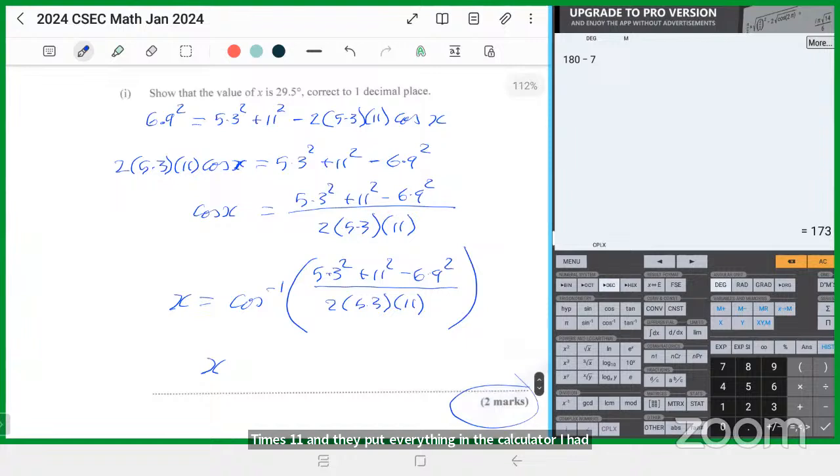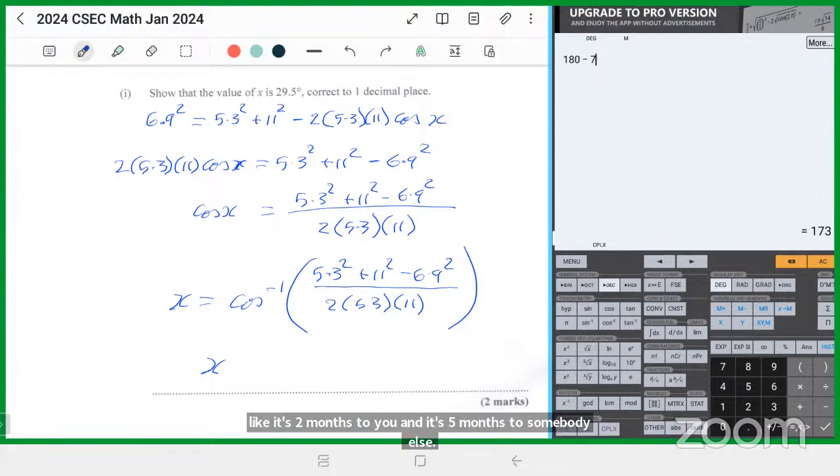And you put everything in the calculator and you're going clear. It's 2 marks for it, but don't matter. It's 2 marks for it for everybody who's doing it. Like it's 2 marks for you and it's 5 marks for somebody else. Do not worry yourself about things that you can't control. It don't make no sense to worry about marks. It's the same marks to everybody.